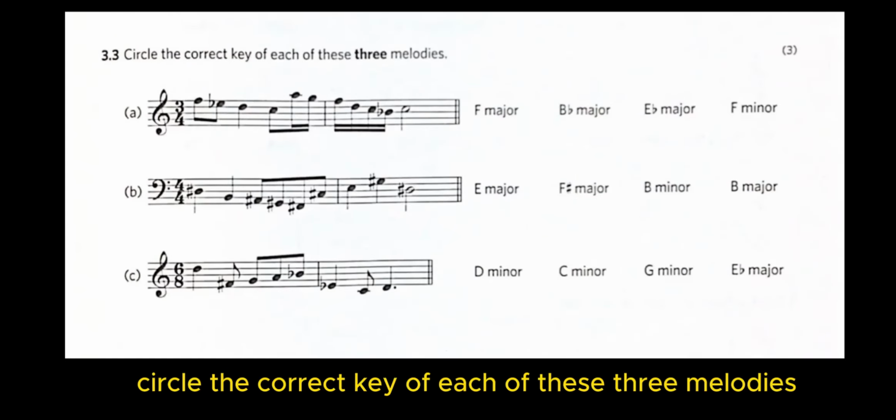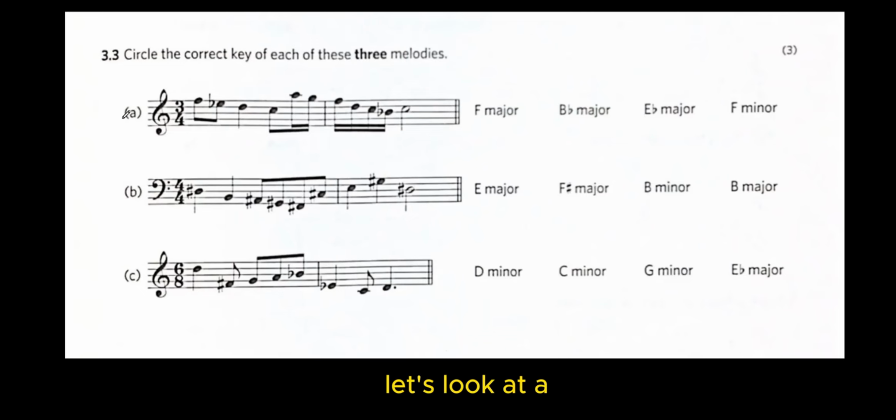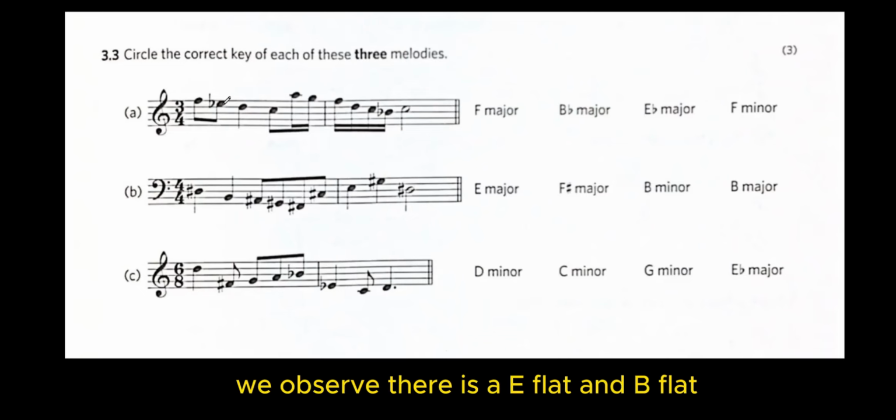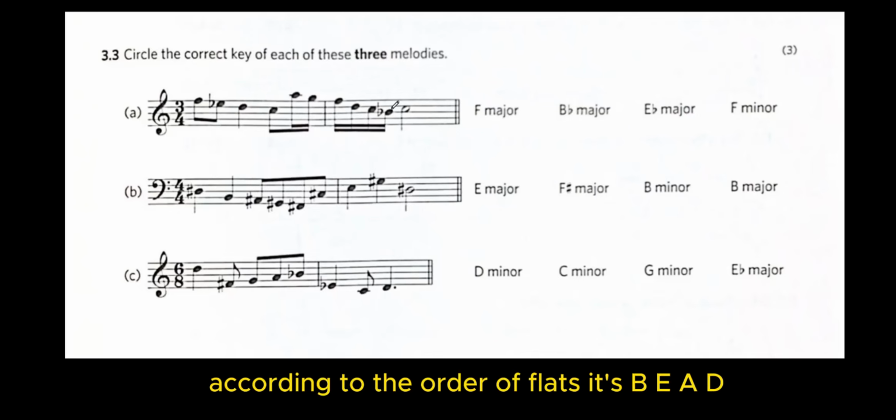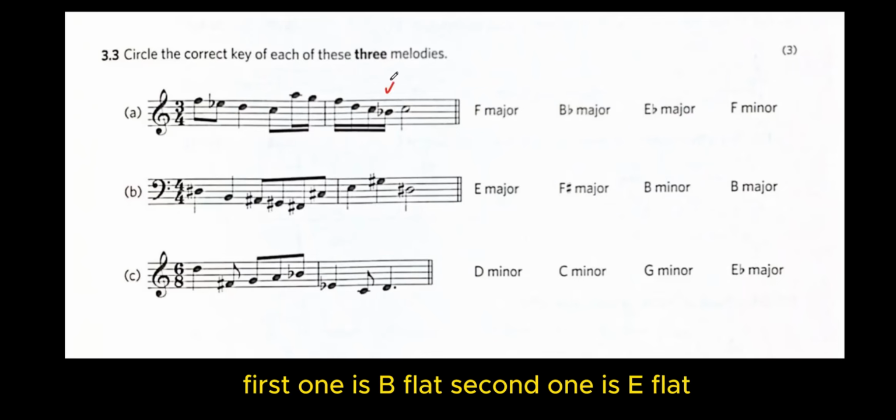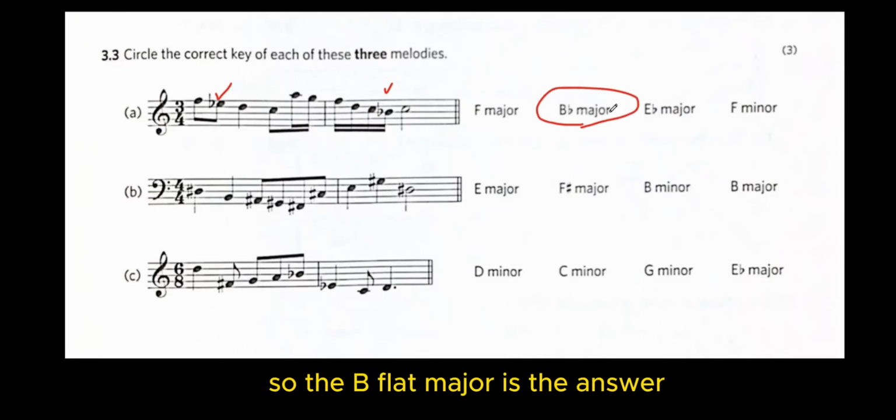3.3. Circle the correct key of each of these 3 melodies. Let's look at A. We observe there is an E flat and B flat. According to the order of flats, it's B, E, A, D. The first one is B flat. Second one is E flat. So the B flat major is the answer.